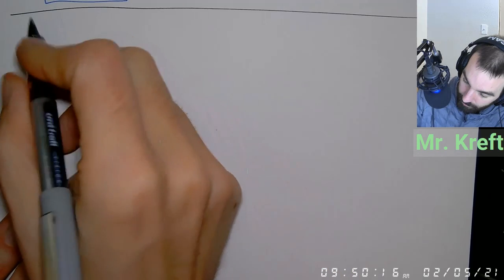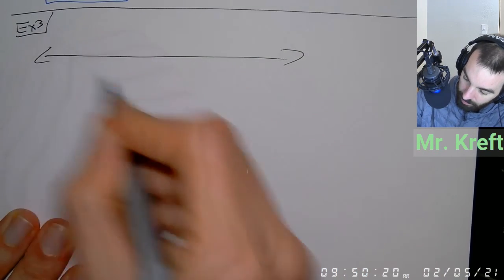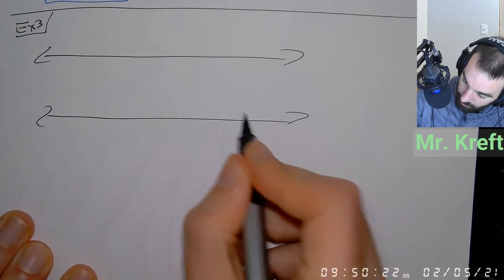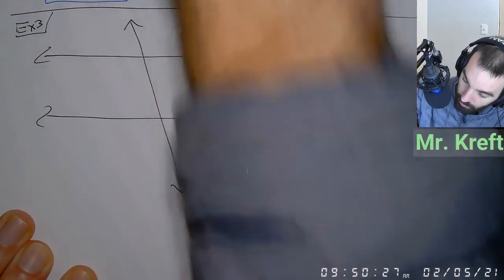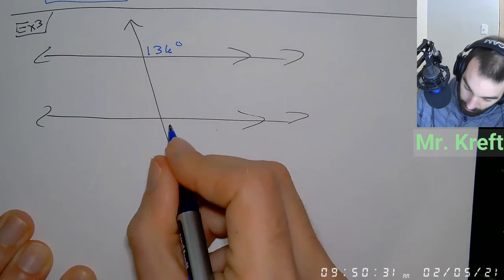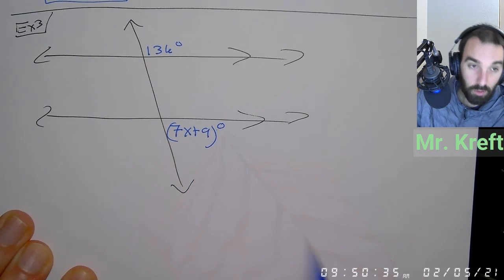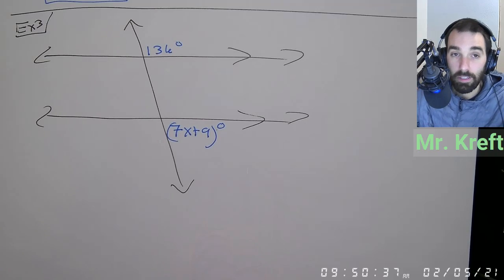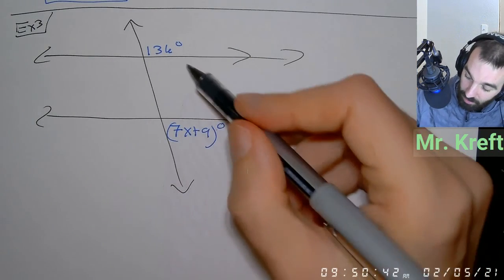So I'm gonna have this one. So we're gonna call this example 3. I'll just make it quick. I'll call this same start, so 136 degrees, and then I'm going to call this 7x plus 9, and then put parentheses around it with a little degree symbol. Now, again, I was going to have you guys try this one on your own, but we don't have time.